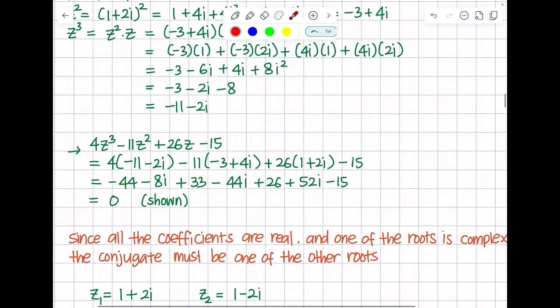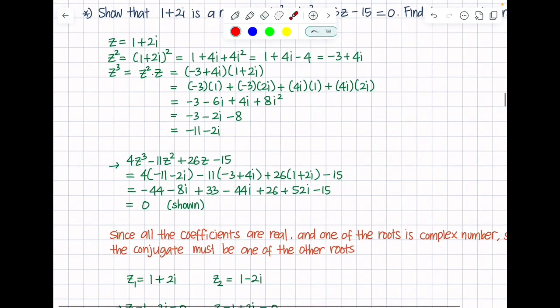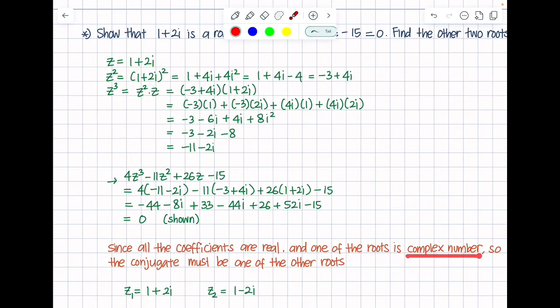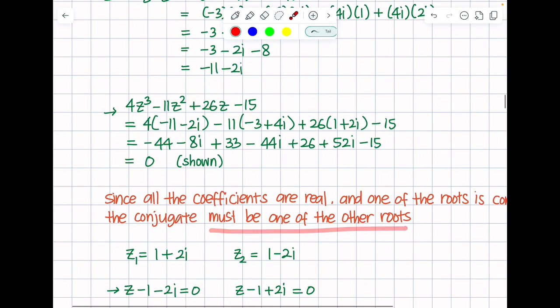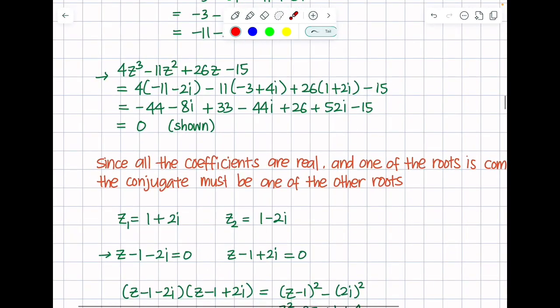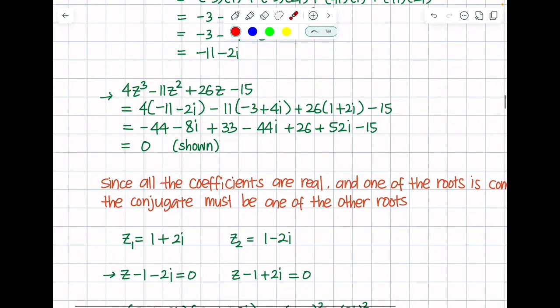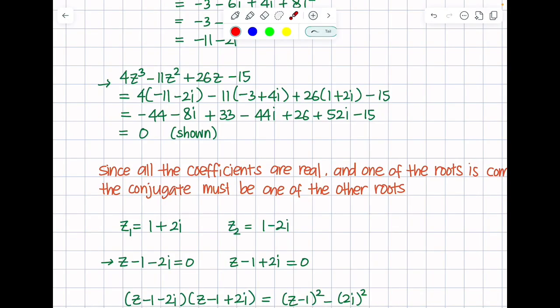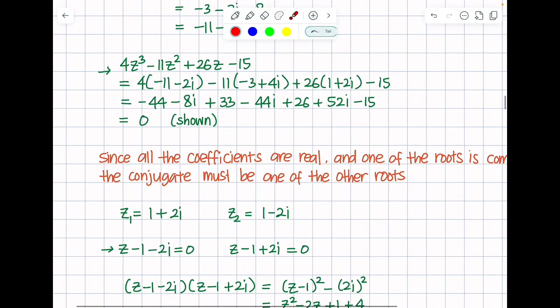And remember, since all the coefficients are real numbers and one of the roots is a complex number, the conjugate must be one of the other roots. Therefore, our first root is 1 plus 2i, so the conjugate of 1 plus 2i must be the other root. Then next step, we find a quadratic factor of the polynomial. Since z equals 1 plus 2i, z minus 1 minus 2i is a factor of the polynomial.